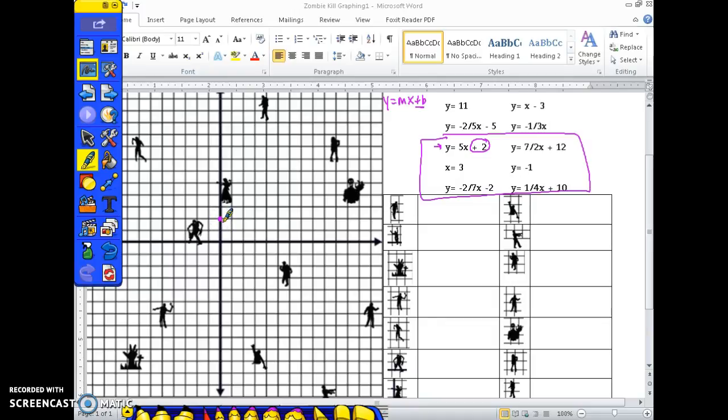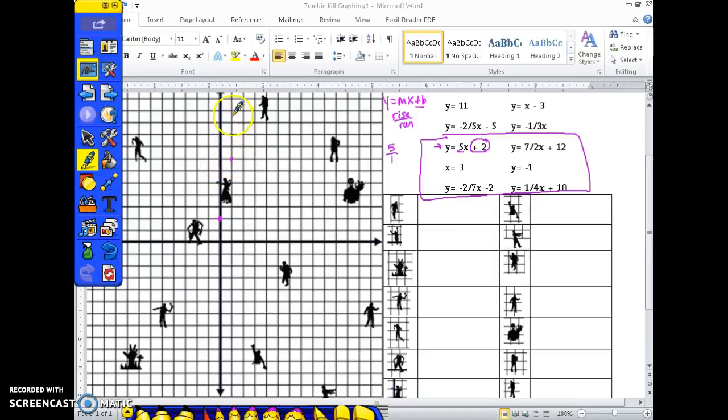Then I look at my slope. If you have a whole number for the coefficient of x, then rewrite it as a fraction. Because remember, your slope is rise over run. Your numerator tells you how far you're going up and down. Your denominator tells you how far you're going to the right. So I start at the point that I plotted first, and then I'm going to go up 5, 1, 2, 3, 4, 5, and to the right 1.